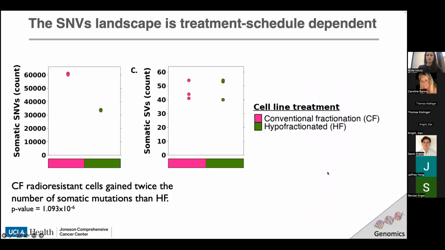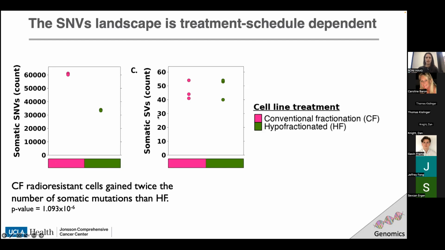The first thing that we did was to look at their genomes, and we wanted to test for mutations gained in either CF or HF radioresistant cells compared to the control. This plot shows the number of mutations in each cell. You can see that for CF, the traditional method, there are many more mutations compared to HF, the high-dose radiation method, and this difference is statistically significant. When we tested structural variants, the numbers are lower and there are no significant differences.